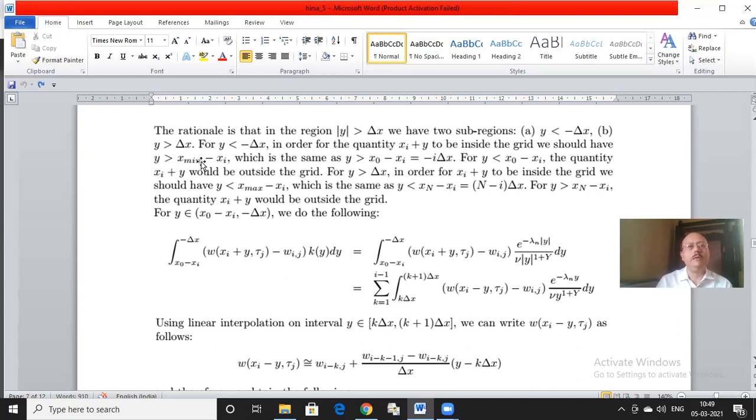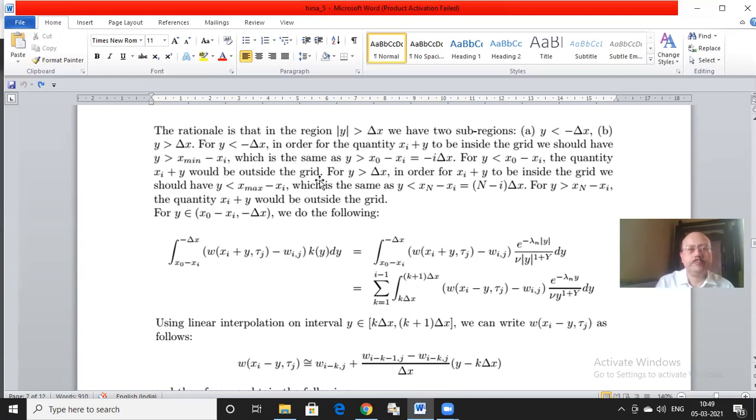For the negative side, I want xi plus y to be inside the grid. So we should have y greater than x minimum minus xi, which is the same as y greater than x naught minus xi, which will be minus I delta x. So if I am at xi, then I have to make an adjustment. I must make sure that y is greater than minus I delta x, which is x naught minus xi.